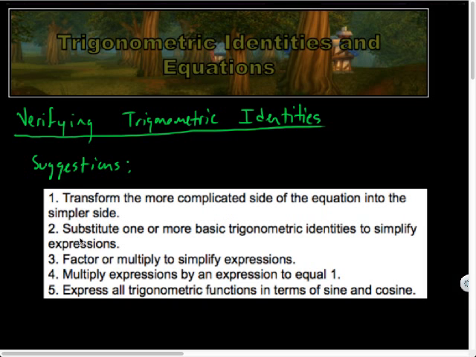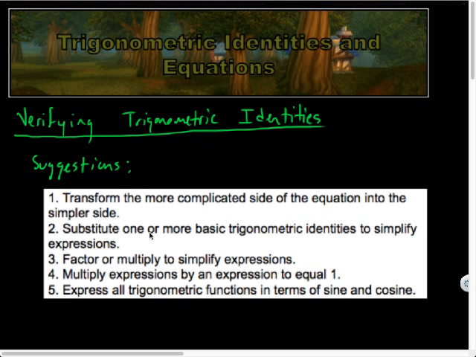So here's some suggestions. You probably won't have time to write all these down, so don't worry about it. They're also found on page 431 of your text. These aren't actually numbered in your text, but that's fine. So one general approach might be to transform the more complicated side of the equation into the simpler side. And as far as transforming it, you could say that's simplifying. We just did some problems like that on last night's quest. So that's one way you could do it.